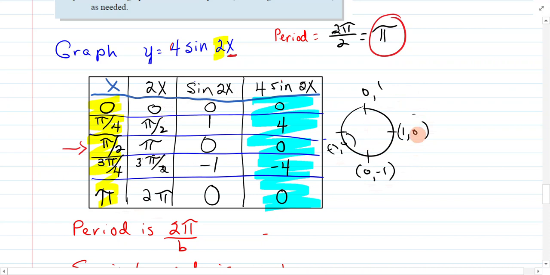So the sine of 0 is 0. The sine of pi over 2 is 1. The sine of pi is 0. The sine of 3 pi over 2 is -1, and back here you're at 0. So you have these. Then you multiply this column by 4. 0, 4, 0, -4, 0. You're going to graph. These are the x values you graph. These are the y values you graph.